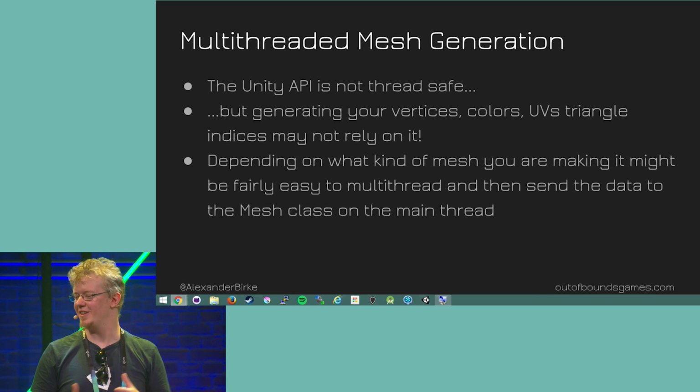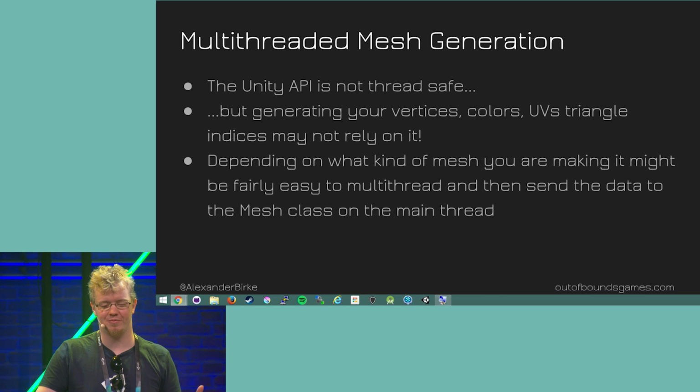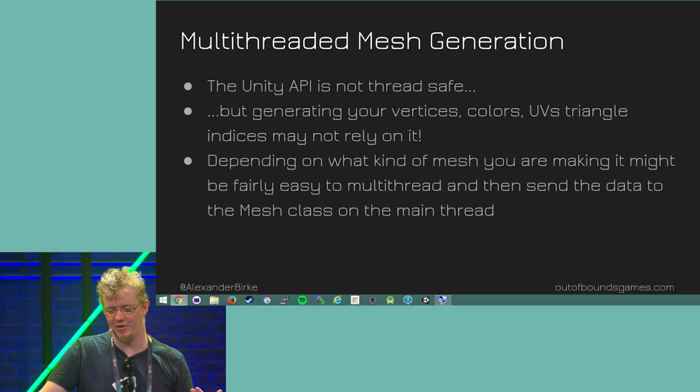So we're getting into the territory of things that are quite hard to do. The Unity API is not thread safe. That's something that a lot of us would like it to be because it would make life a lot easier. But when it comes to creating meshes, a lot of the time the only thing you're doing is just crunching numbers. And there's a good chance that that can be offloaded to a separate thread. So if you have experience doing multithreaded programming, or if you're really chasing that last bit of performance, that might be something that could be beneficial.